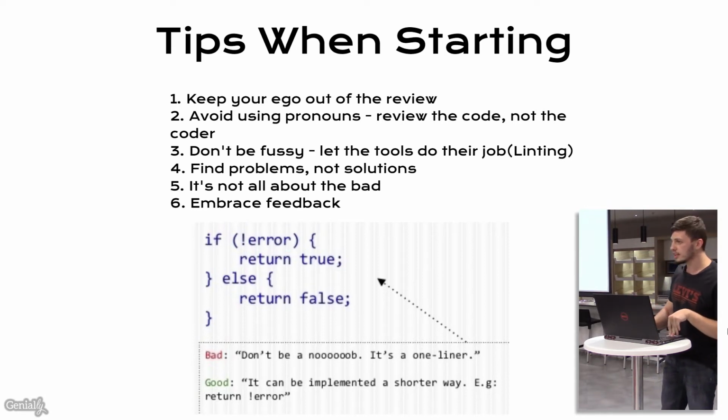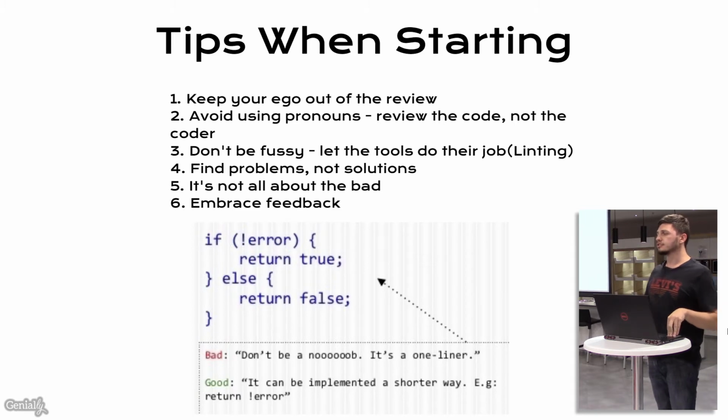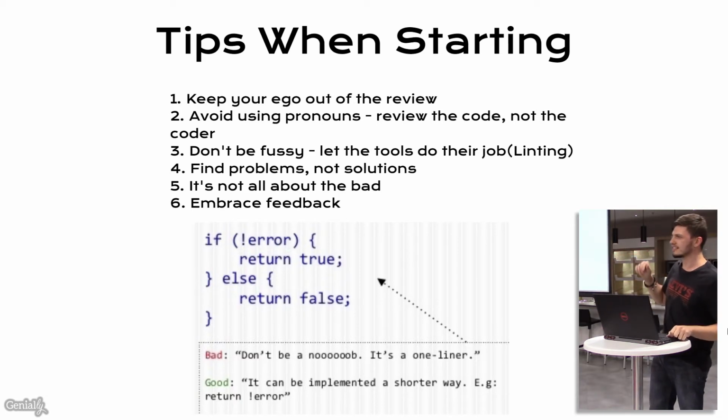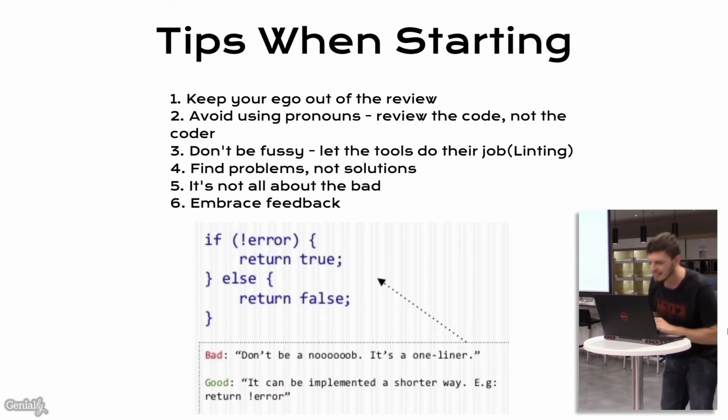Another thing to keep in mind is to not use pronouns. Try to review the code and not the coder. Instead of saying, you did this wrong, rather ask something like, don't you think we can do this in a better way? For instance, the picture at the bottom is a good example of that.